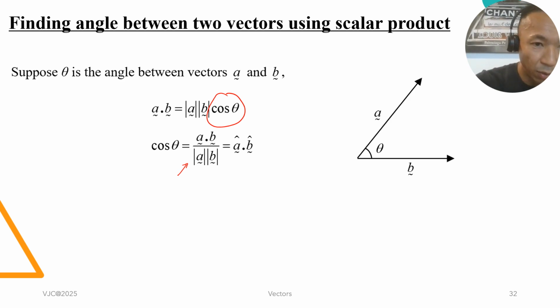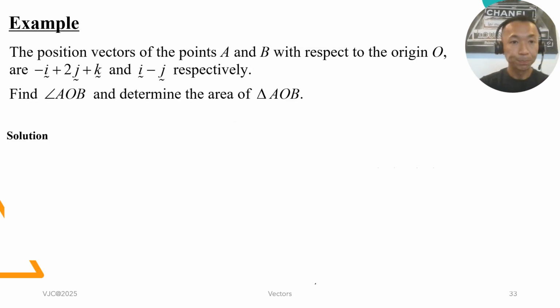And furthermore, vector A divided by magnitude of vector A is actually the unit vector of A. Similarly, B divided by magnitude of B is just your unit vector B. So you can use either this one or this one interchangeably. All right, let's take a look at how we're going to use it in an example.